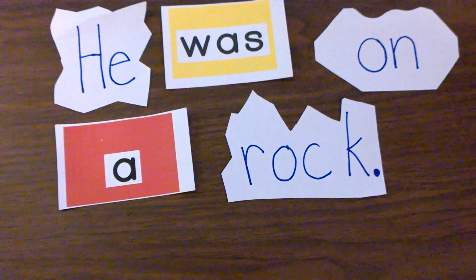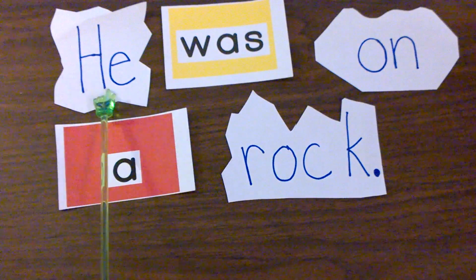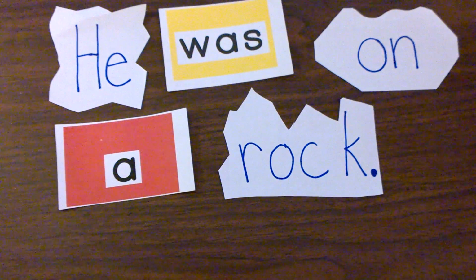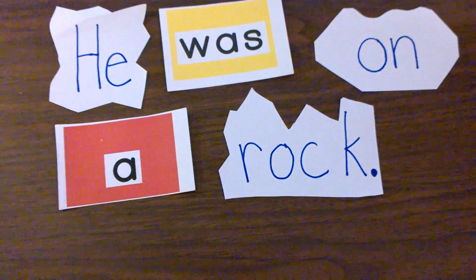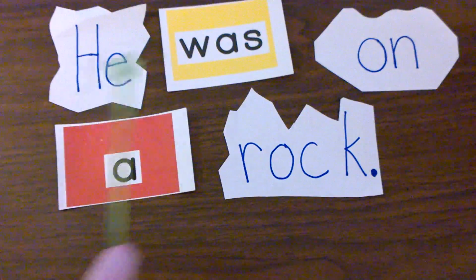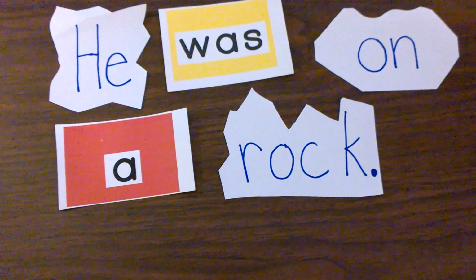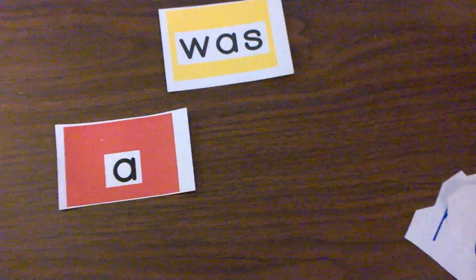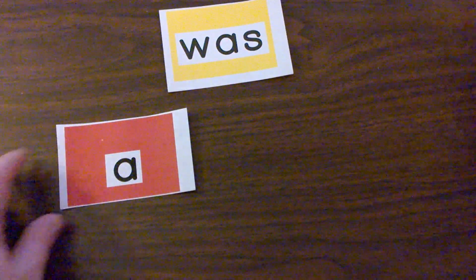See if you can read this sentence with me. He was on a rock. Now let's read it more fluently, like we're talking. He was on a rock. Great reading. Let's learn a few more sight words so that we can read some more sentences.